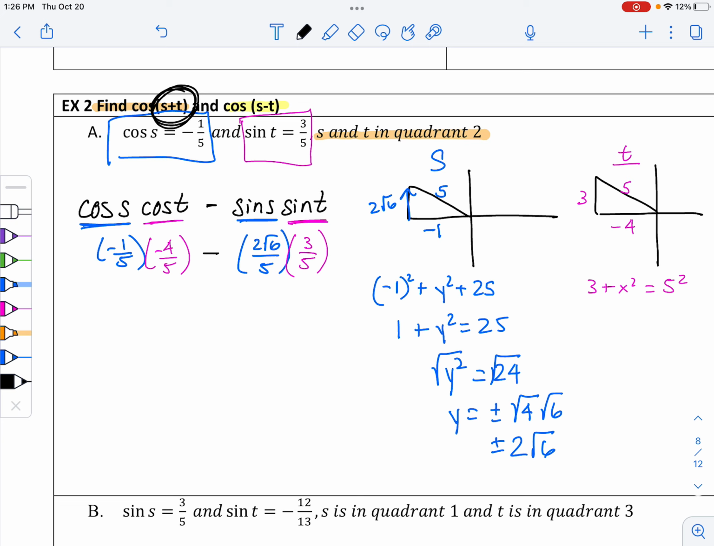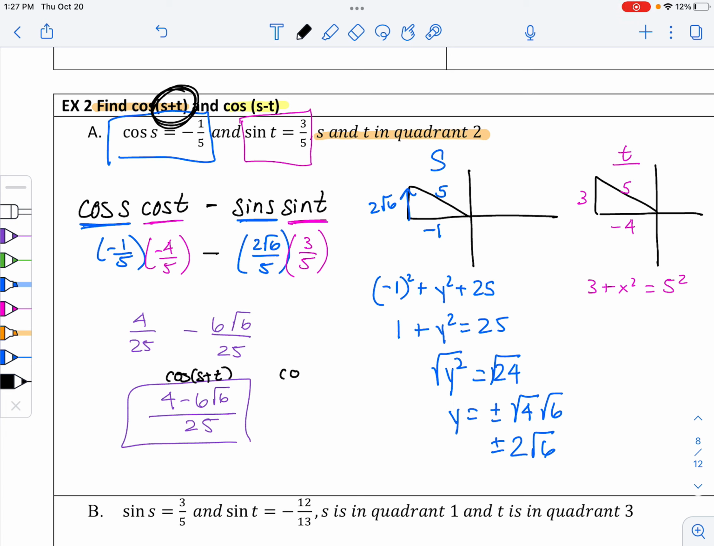I'm going to multiply those fractions. This is going to get me 4 over 25 minus 6 root 6 over 25. Those are not like terms, so I cannot combine that numerator, but I can put them over that common denominator. Now to do the cosine of S minus T, remember I showed you that the only real difference is that center sign. So this would end up being 4 plus 6 root 6 over 25.